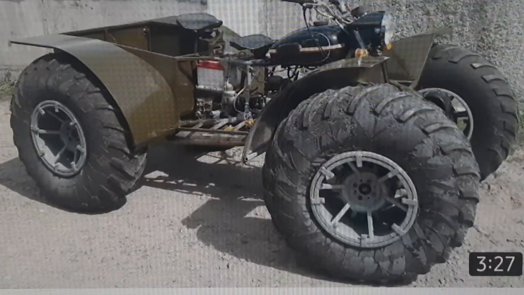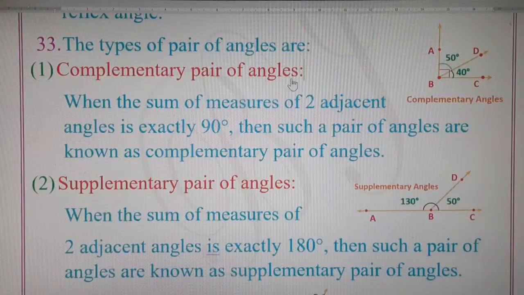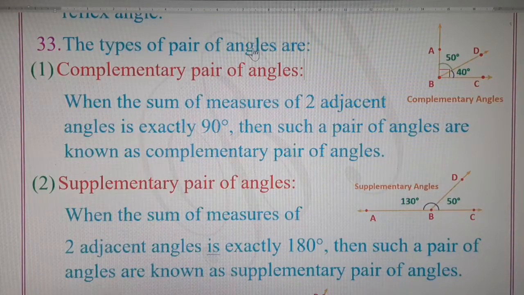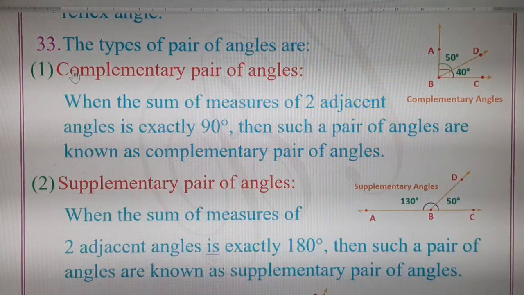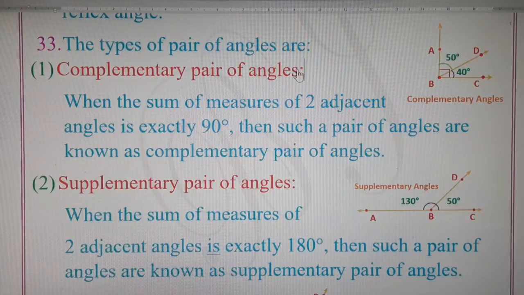We'll be learning about the types of pairs of angles. We'll be learning about 14 different types of pair of angles. Number 33, the types of pair of angles are, the first one we are going to learn is complementary pair of angles. Number 1, complementary pair of angles.